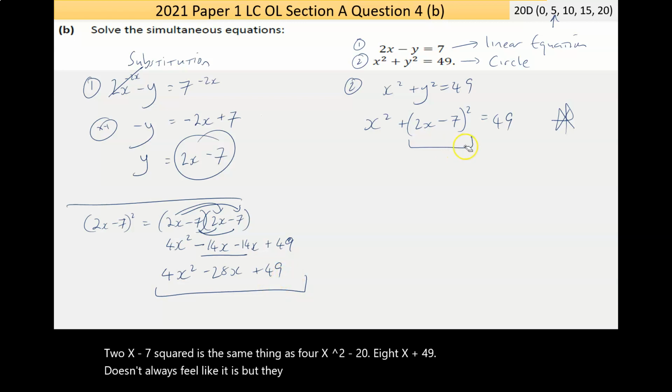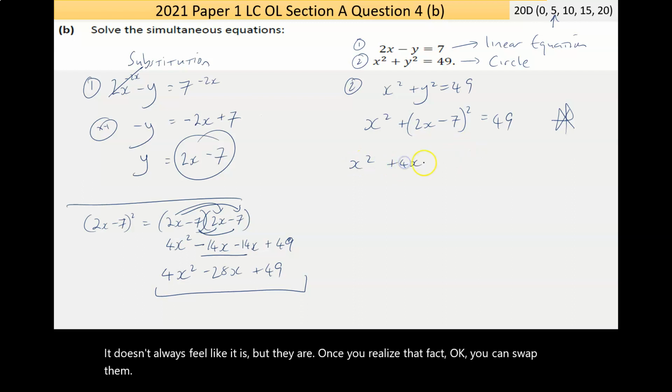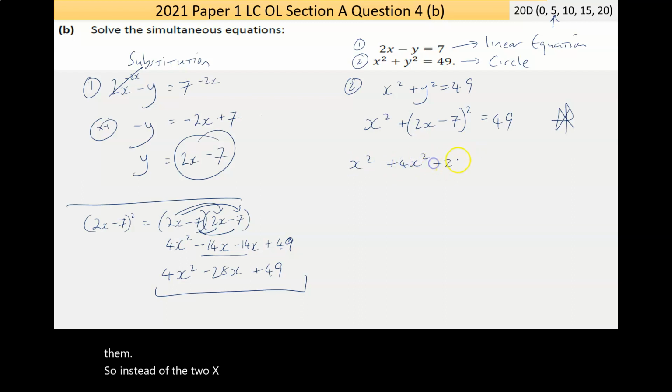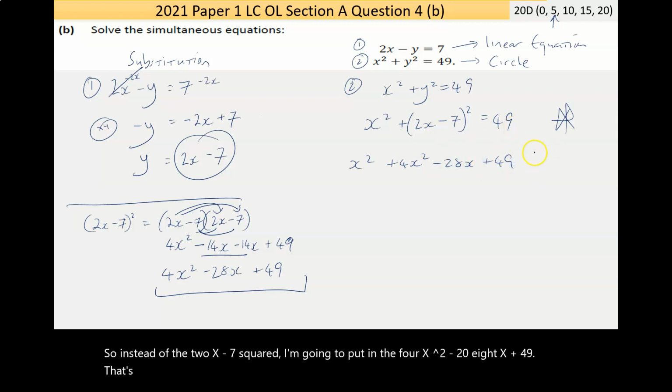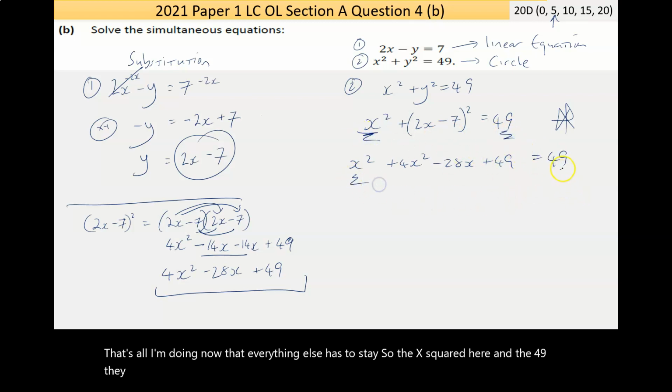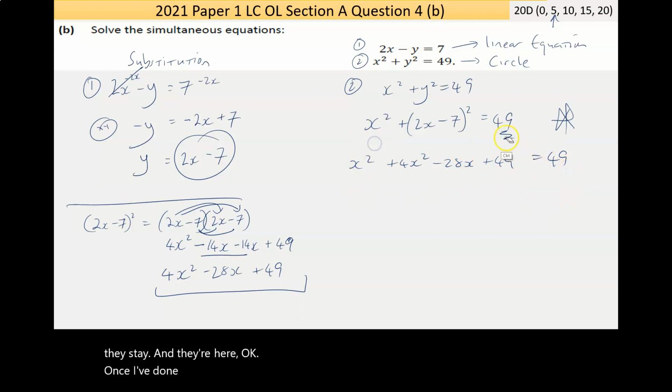Once you realize that fact, you can swap them. So instead of the 2x minus 7 squared, I'm going to put in the 4x squared minus 28x plus 49. That's all I'm doing. Now everything else has to stay. So the x squared here and the 49, they stay, and they're here. Now once I've done that, I need to try to simplify this down.